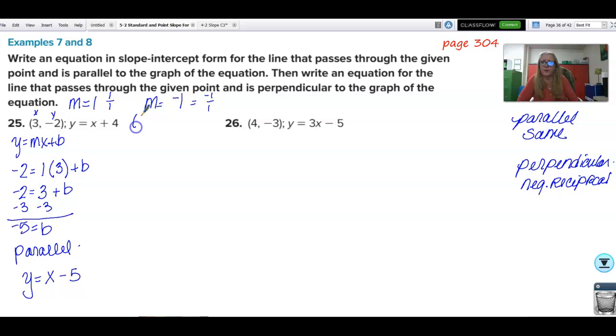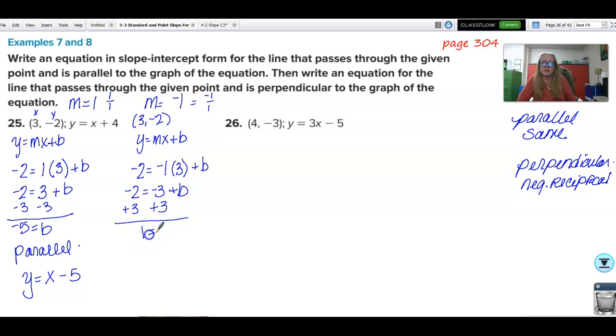And it's still going to pass through the same point, though, 3, negative 2. All right, so we do it again. We do y equals mx plus b. We use negative 1 for m, 3 for x, and negative 2 for y. So negative 2 equals, nope, the slope goes there. Okay, slope is negative 1 times the x-coordinate, which is 3, plus b. So it gives us negative 2 equals negative 3 plus b, because negative 1 times 3. And then we add 3 to both sides, which gives us b is 1.